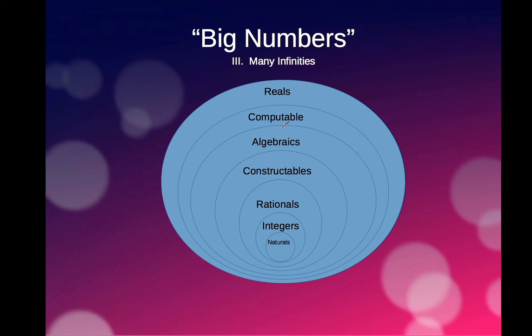And then here, remember, everything outside of the algebraics are the transcendentals. All of these guys here. So everything inside here has the same cardinality. You can pair every single one of these numbers up with the natural numbers. That's kind of cool. Outside of it are the transcendental numbers, and we'll get to those in just a second.